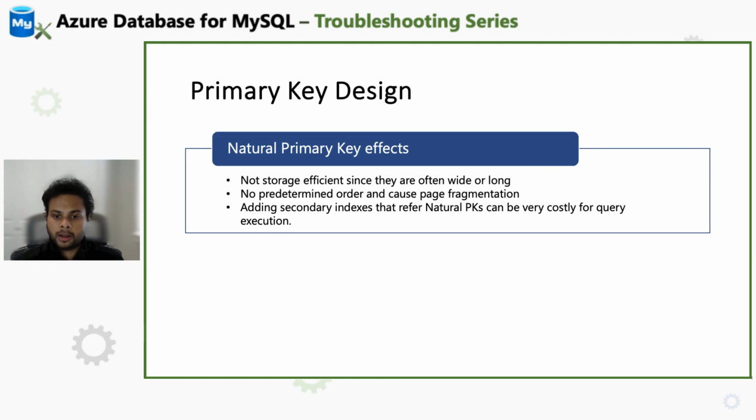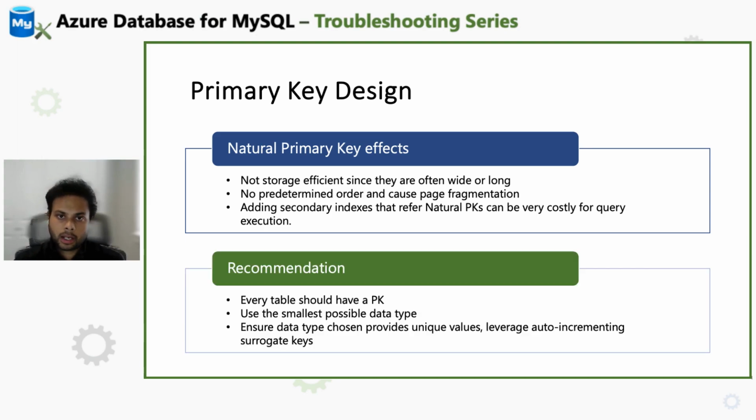So how do you get around that? First and foremost, consider that every table should have a primary key so that data retrieval is quite efficient, since the clustered index orders the table records on the storage. Always use the smallest data type that is possible to represent the range of values or the range of records that your application needs. And do ensure that the data type that you choose provides unique values and uniquely identifies the record in a table. It is a good practice to leverage auto incrementing surrogate or artificial keys when designing your primary keys.